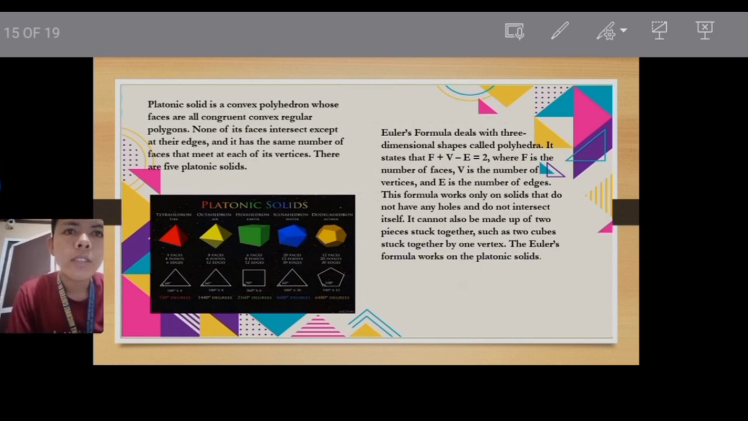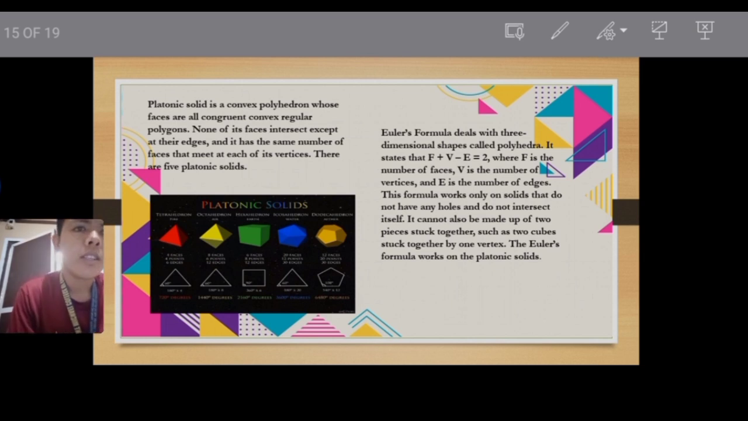Next is the Platonic solid. It's a convex polyhedron whose faces are all congruent convex regular polygons. None of its faces intersect except at their edges, and it has the same number of faces that meet at each of its vertices. There are five Platonic solids.